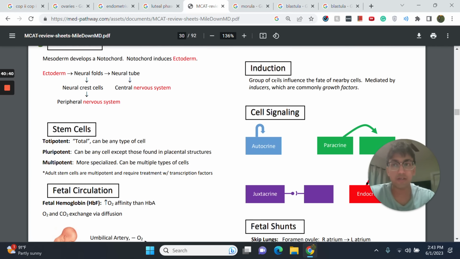Induction is when a group of cells influence the fate of nearby cells. This is mediated by inducers, which are also commonly called growth factors. I'm sure you've heard of them.